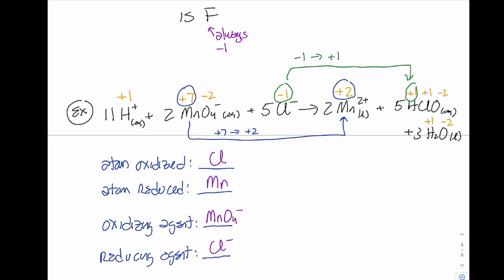Again, always pick reactants. So assign oxidation numbers using our rules. If it hasn't changed, it's not undergoing an oxidation or a reduction, right? It hasn't gained or lost electrons. Just look at the ones that changed. If it's becoming more positive, it lost electrons. If it's becoming more negative, it gained them.